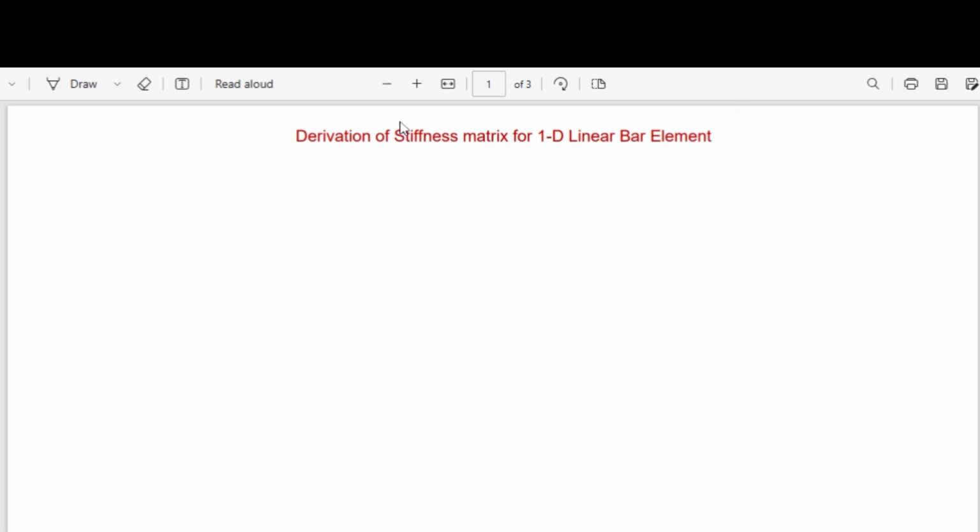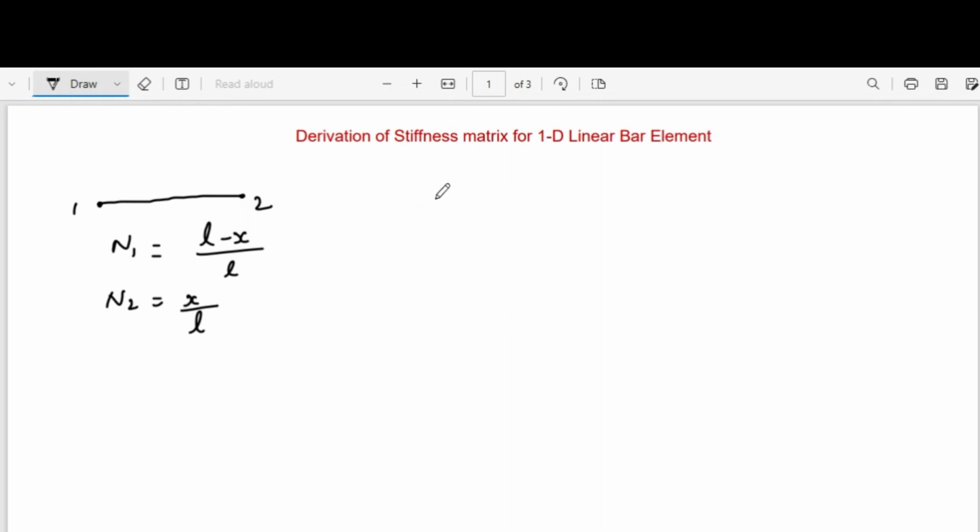Hi. So in this video, we will derive the stiffness matrix for a one-dimensional linear bar element. What we know from the previous lecture is that this is the bar element, with node one and node two, and N1 and N2 are the shape functions, where N1 is equal to (L minus x) by L, and N2 is equal to x by L. Okay. So now we will go and derive the stiffness matrix.